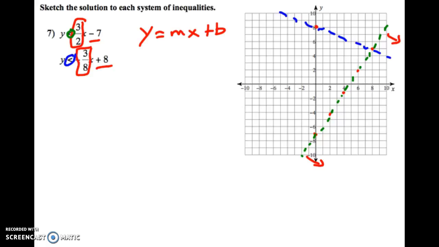Once again, just like the top equation, the bottom equation is a less than, so we're going to be shading below the line. I'm going to do the 2 arrows. So I'm below here and below here.